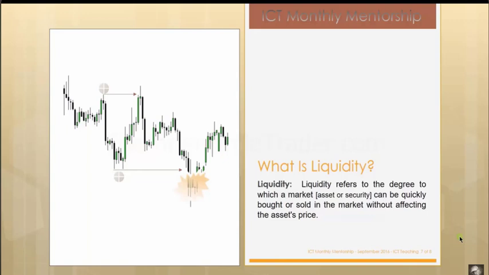If the market's moved from an old high, we know that there's going to be liquidity resting above that old high. If the market's moved from an old low, we know there's going to be resting liquidity below those lows. It's just that simple.